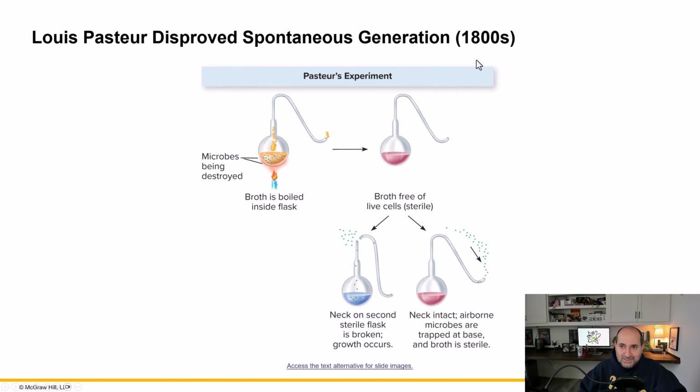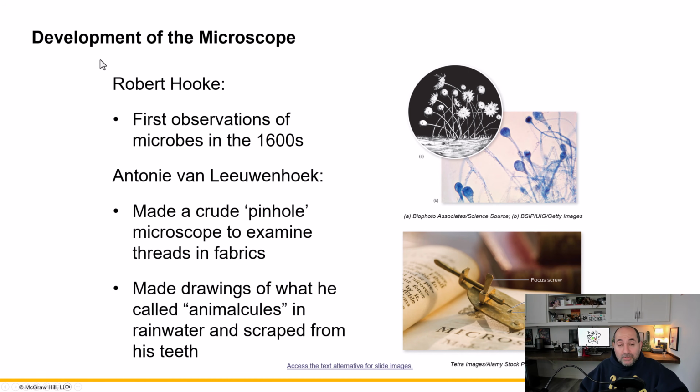And again, this happened in the mid-1800s. At this point, finally, people accepted that life didn't just grow out of nothing, right? That cells come from pre-existing cells. Isn't that interesting? Another important development in the history of microbiology, of course, was the development of the microscope.